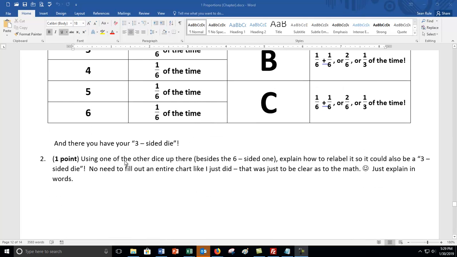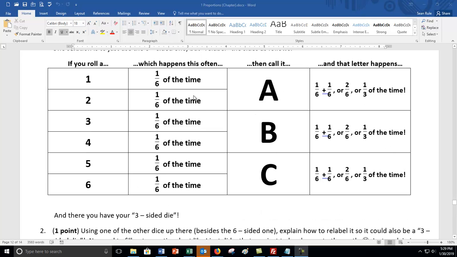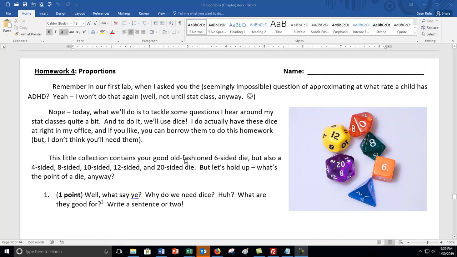I said using one of the other dice up there besides the 6-sided one, explain how to relabel it so it could also be a 3-sided die. I said no need to fill out an entire chart. That was just to be clear as to math. So you can think of it this way. 3-sided dice. I'm going to choose this 12 guy here to be my 3-sided die. The reason I'm going to choose the 12 one is because if I need 3 sides, that means I need to take however many sides I've got and divide it up into 3 equal piles.